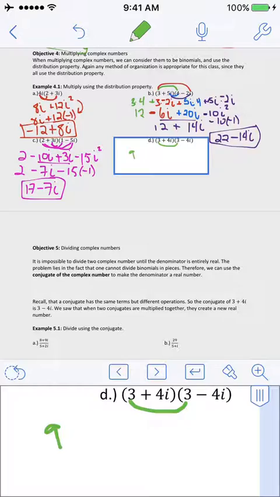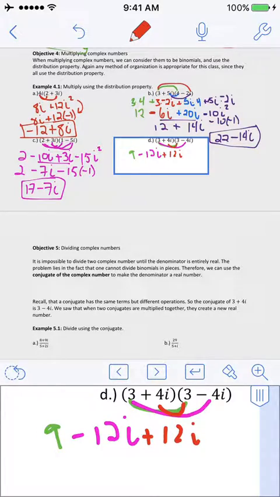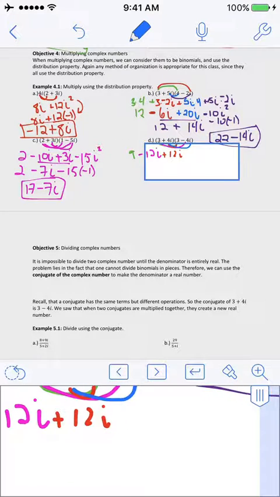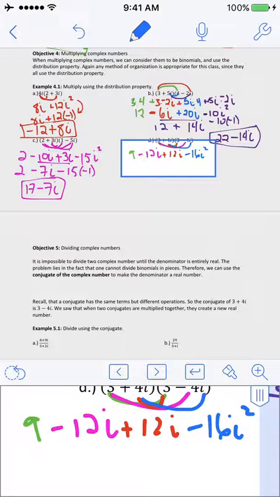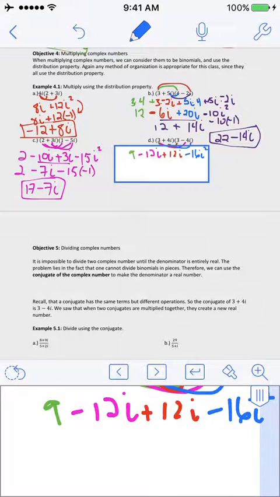3 times 3, 9. 3 times negative 4i, negative 12i. 4i times 3, positive 12i. And then we have 4i times negative 4i, negative 16i squared. Lucky ducky. Start combining some stuff. We got 9. Well, these two guys cancel out. That's good. Minus 16i squared.